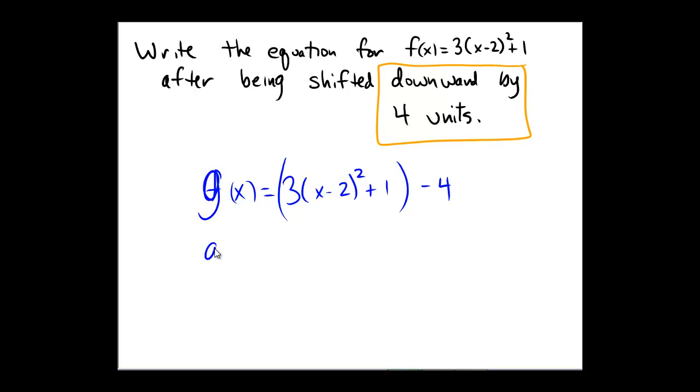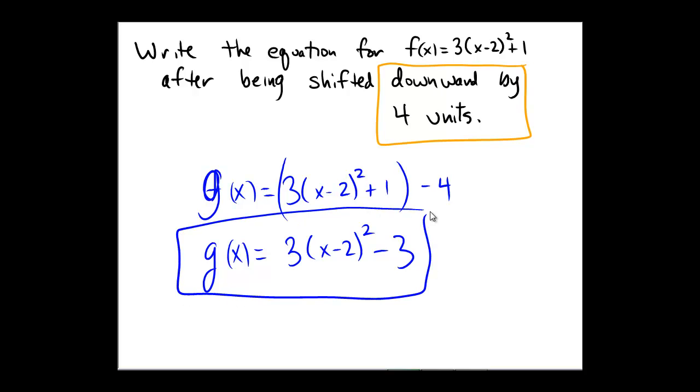And then as a final answer, we would write g of x equals 3 times quantity x minus 2 squared plus 1 minus 4, which would be minus 3. And all that was simplification, collecting a few like terms.